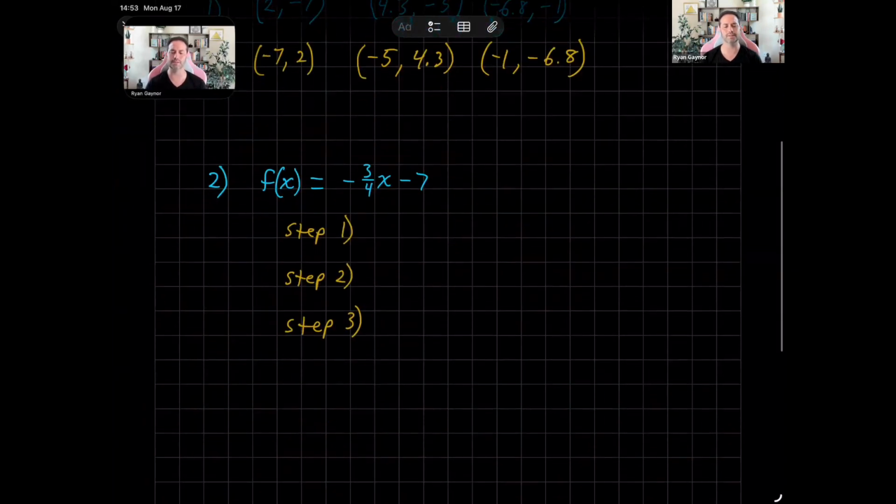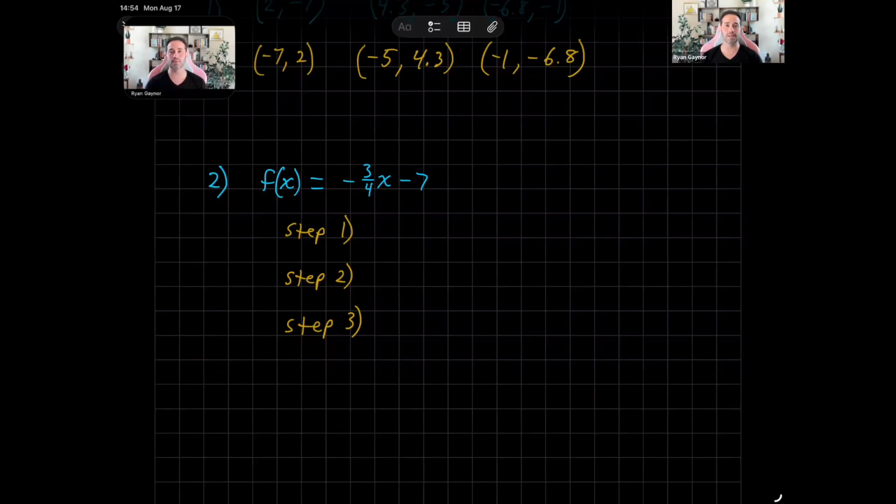Okay, so the next one, we have to find the inverse of this function. It says f of x equals -3/4 x minus 7. Alright, so you might notice that it's in slope-intercept format. But it's also in function notation. That's the f of x part, right? So when it says f parenthesis x, that means f of x.